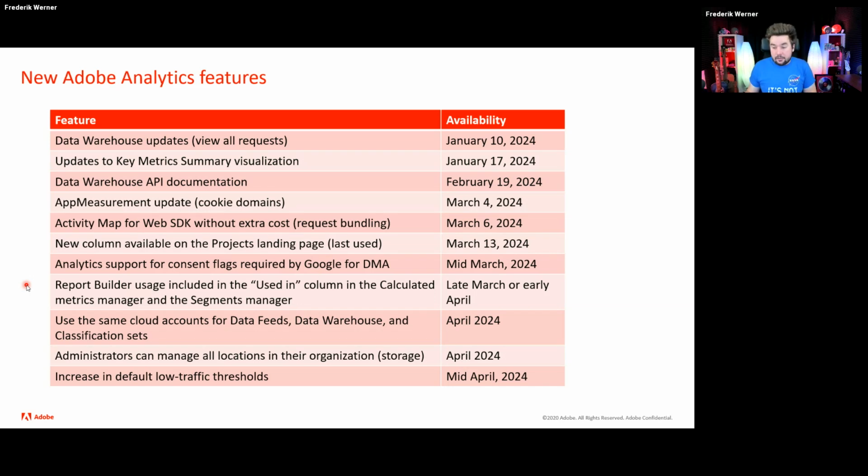If you're using any of the cloud accounts for data feeds and data warehouse and classification sets, you should now be able to share those across your separate accounts, which is super cool to be efficient about that. You can now manage your storage locations if you're bringing data into the cloud through data feeds, data warehouse, or classification sets. And still one of the coolest updates this year, also the increase in default low traffic thresholds.